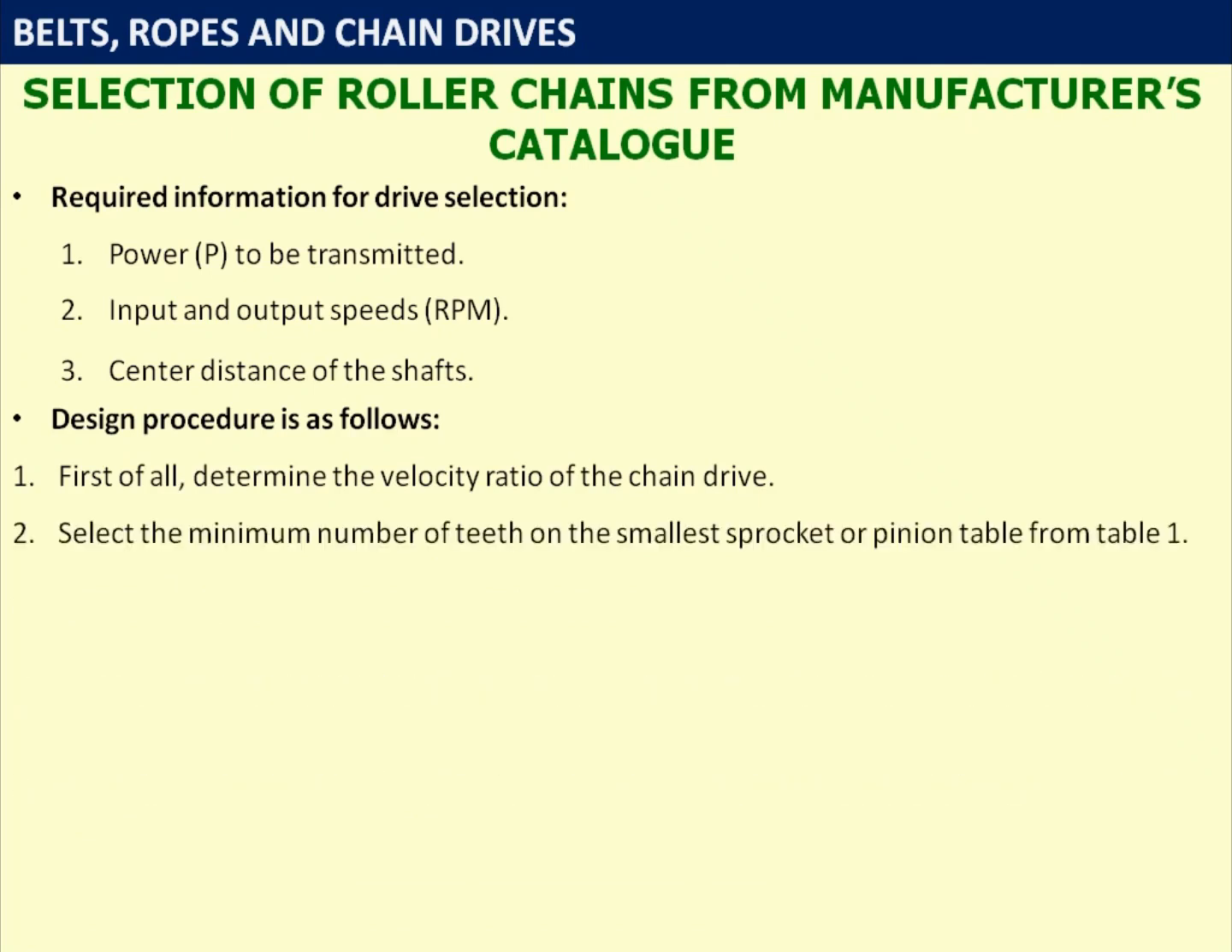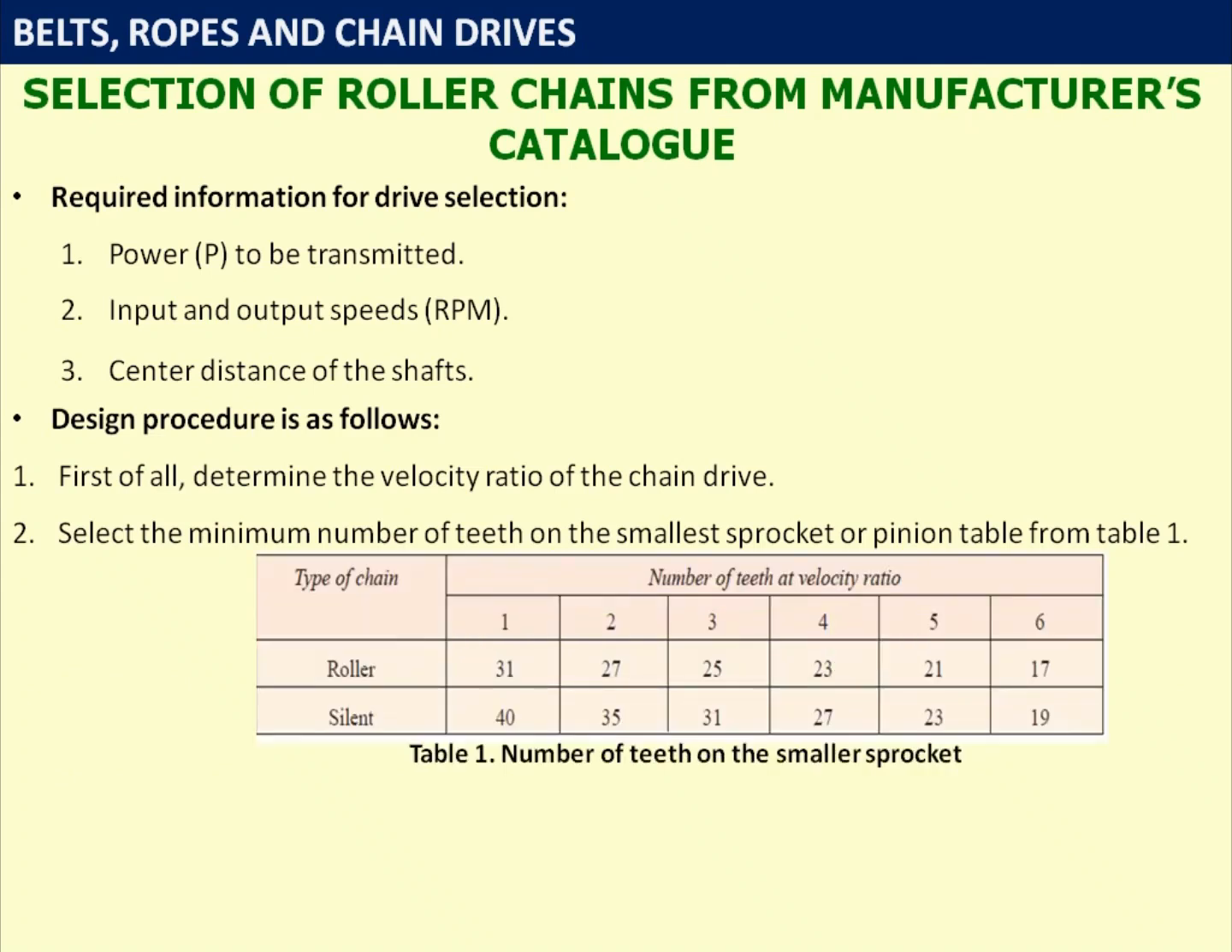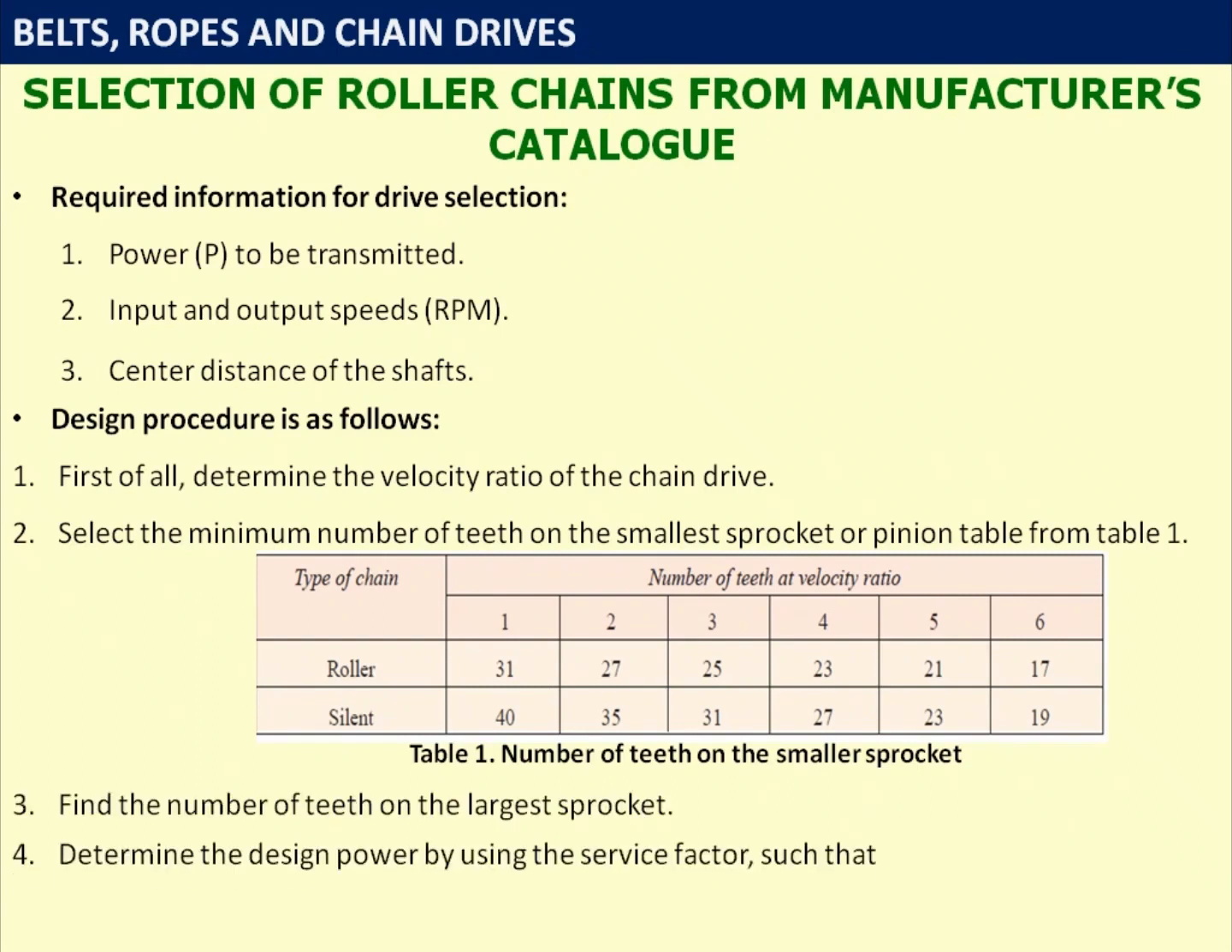Second, select the minimum number of teeth on the smallest sprocket or pinion from Table 1. This table shows the type of chain and the number of teeth at different velocity ratios. Using this table, you have to select the minimum number of teeth on the smallest sprocket. Third step is to find the number of teeth on the largest sprocket.